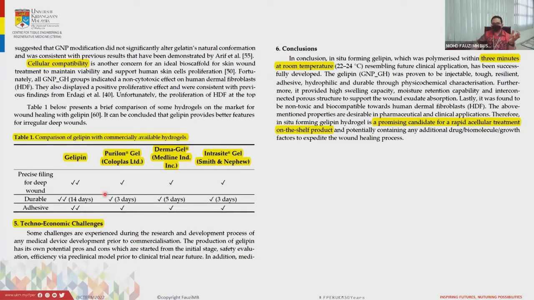And then it's the conclusion. We mention again the polymerization in 3 minutes, our selling point, which people don't look through in detail. So that's why we conclude as a whole, and mention that we achieve all the properties needed as a micro-injectable polymerization hydrogel. And then we state that this design will be a promising candidate in the near future, on the shelf.